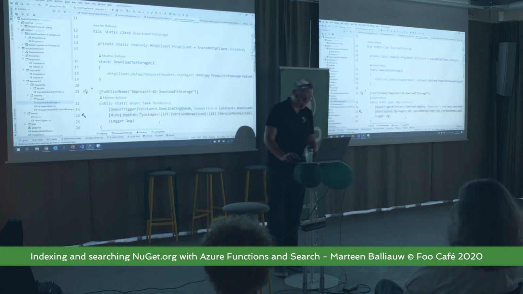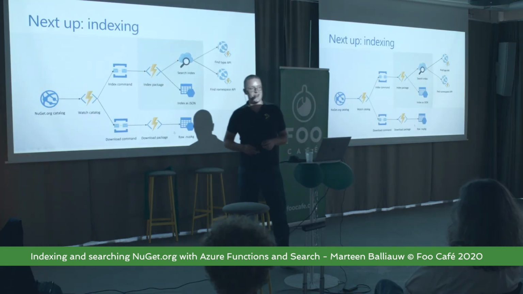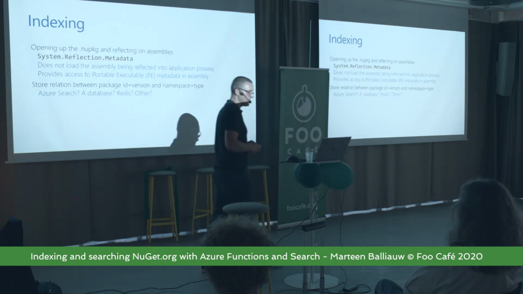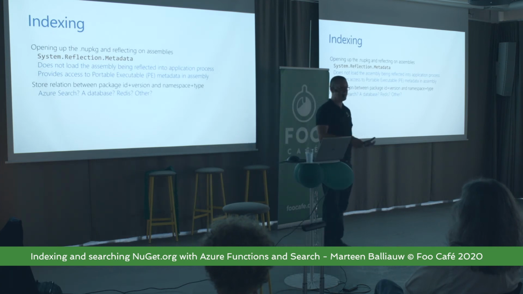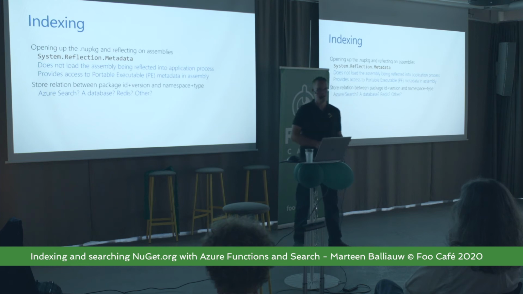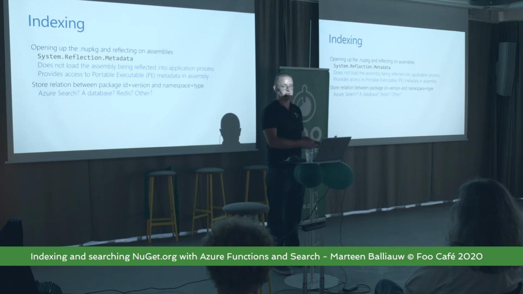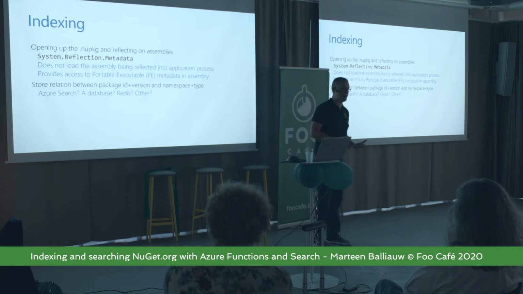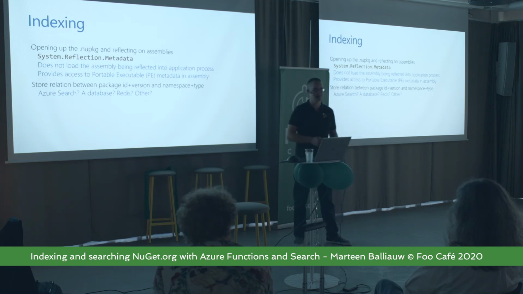Right, that's the download part. So let's go on to the next one. We have downloading now. Let's start indexing the packages that we have. Now to index the packages, there's a couple of things we have to do. We have to open up the NuGet package. A NuGet package, by the way, is just a simple zip file and there's assemblies in there. Open up those assemblies, see what public types are in there, and then push them into an index that we may have. Now, how you can approach this is by opening up a package, checking all the assemblies that are in there, and using reflection, assembly loading, whatever, to load those things into your process space.